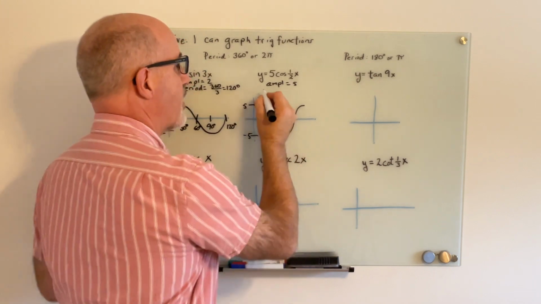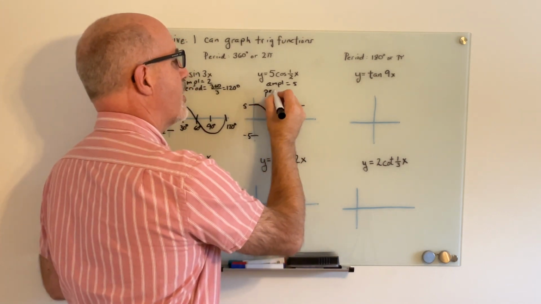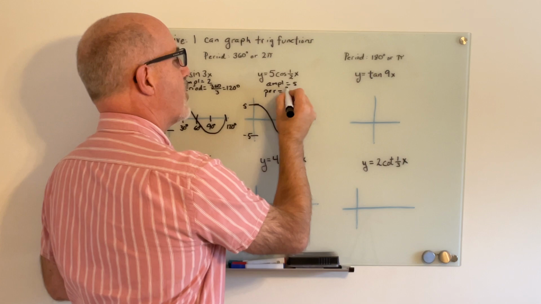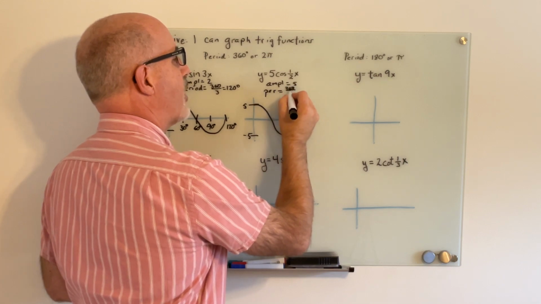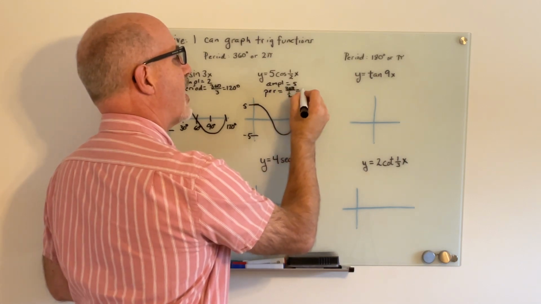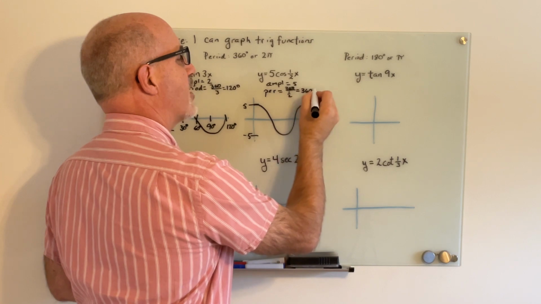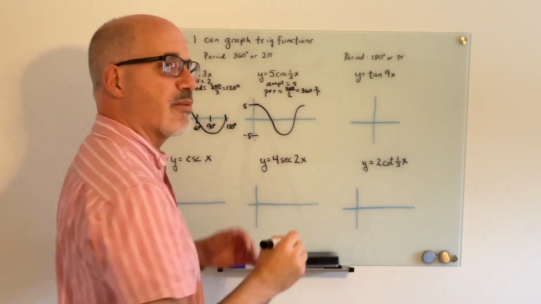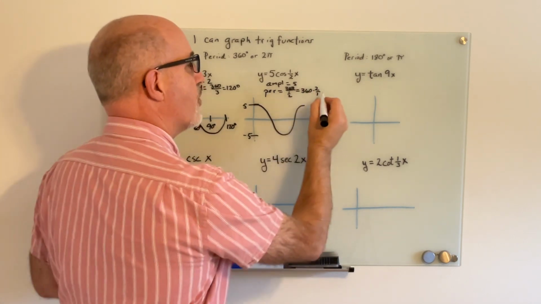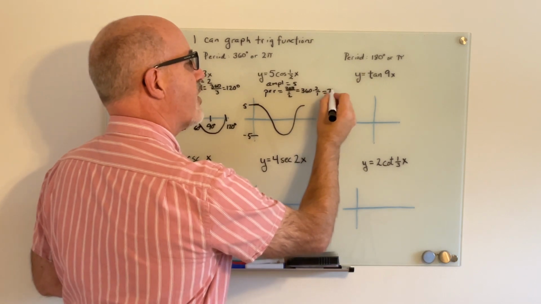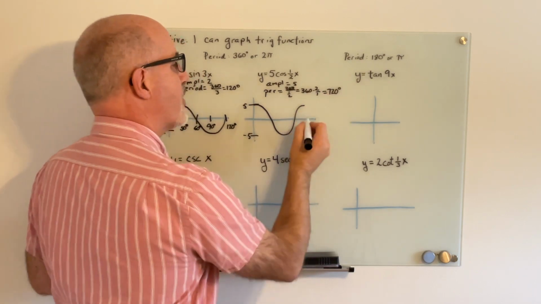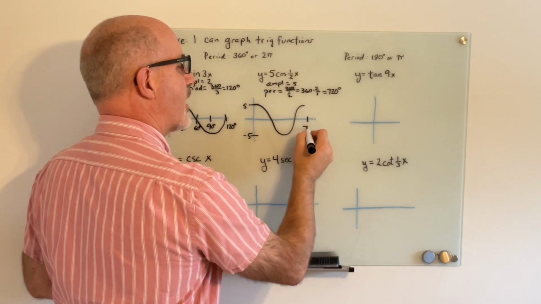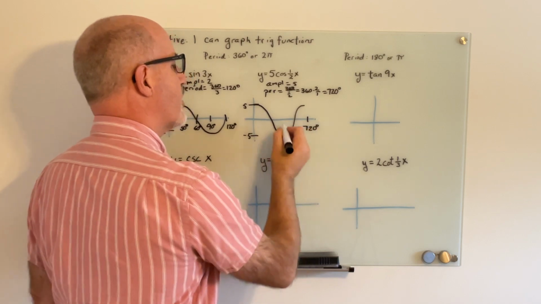Now let's talk about the period. The period is going to equal 360 degrees divided by a half. When I divide by a half, that's going to be the same as multiplying by the reciprocal, or by 2, so I get a period of 720. So out here to one period, I get 720 degrees.